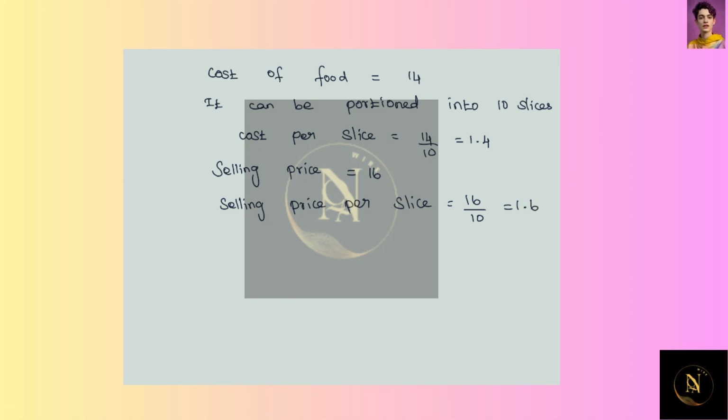Now we know that food cost percentage is equal to food cost divided by selling price into 100%. So now we have to substitute the corresponding values. Then the food cost percentage becomes 1.4 divided by 1.6 into 100%.